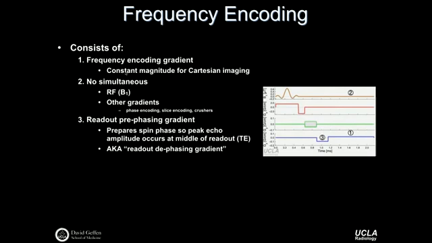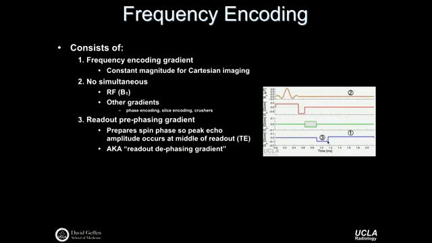For Cartesian imaging, which is all we really care about in this class, it's going to be a constant magnitude. It's just a gradient that's turned on, and at some later time, it's turned off. Importantly, there's no simultaneous RF. We're not doing anything else at that point in time. There are no other gradients at play at the same time. So all these other things like phase encoding, slice encoding, crushers, whatever, have to happen at a different part of your pulse sequence, if you will.